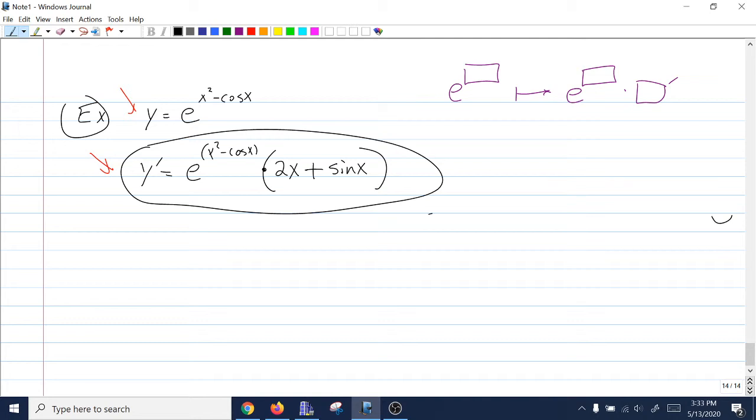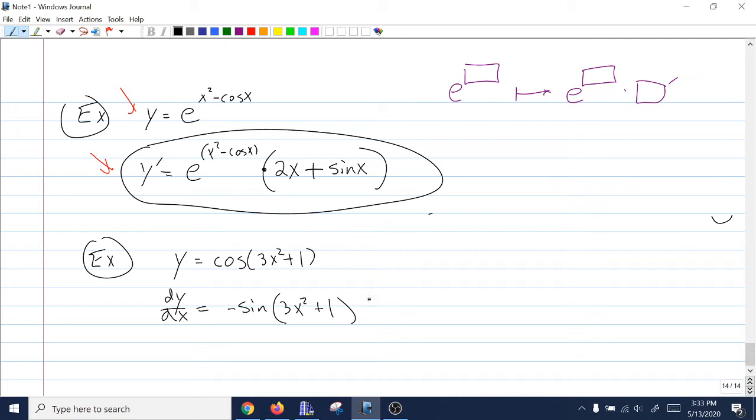Let's do a couple more. If I hand you y equals cosine of 3x squared plus 1, what's the derivative of that? This is cosine of something. Derivative of cosine is negative sine. Negative sine of what? Negative sine of leave the inside alone. Multiply by the derivative of the inside. What's the derivative of the inside? It is 6x plus 0. Writing that plus 0 doesn't matter, but there are places where it'll stop you from making a mistake, so I'm going to write it often.